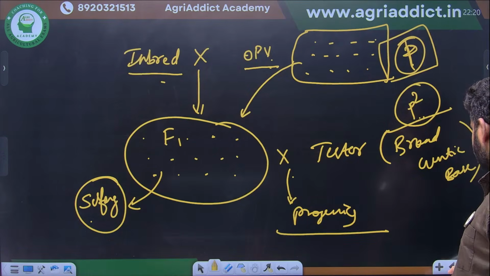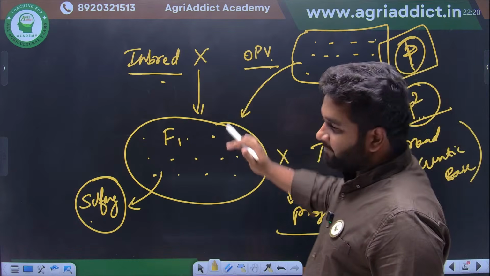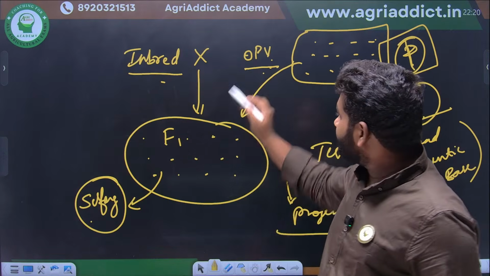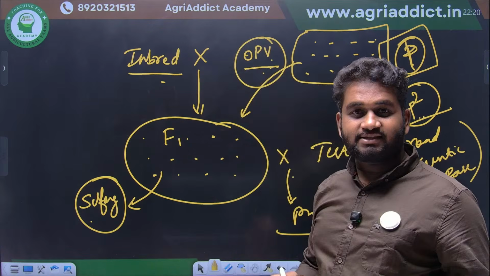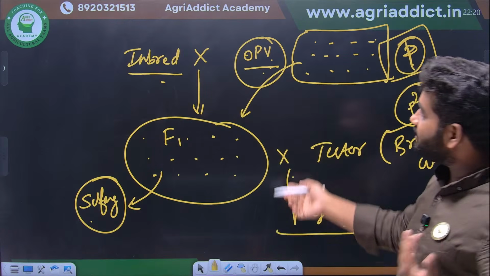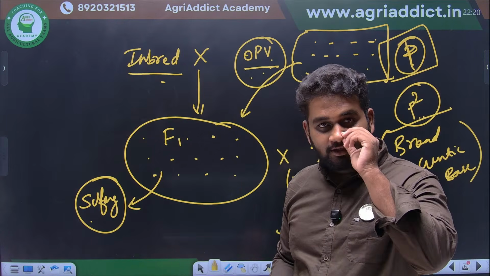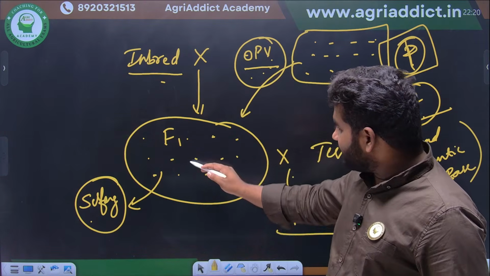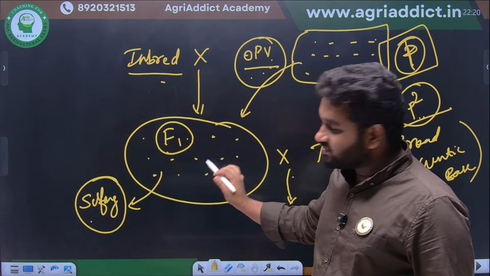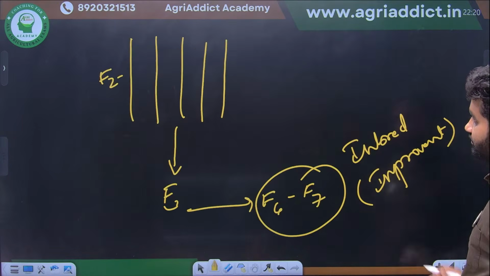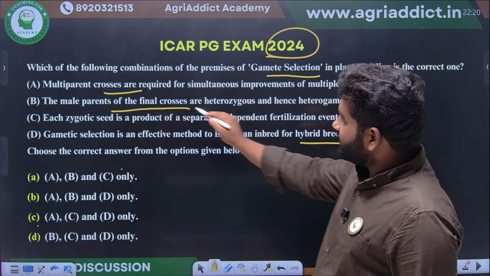You can see the male parent here, inbred into OPV. Your OPV is heterozygous and heterogametic. Whenever you repeat this cycle again, your male parent will be OPV only. All the others, you can see, are selfing. In selfing also, these are heterozygous and heterogametic. Okay, your statement 2 is correct.